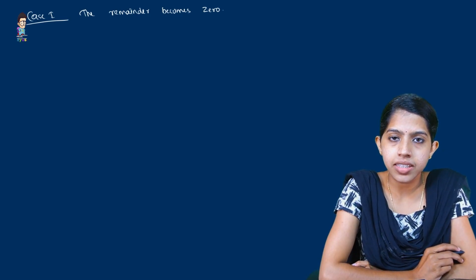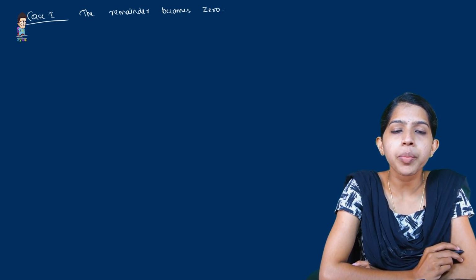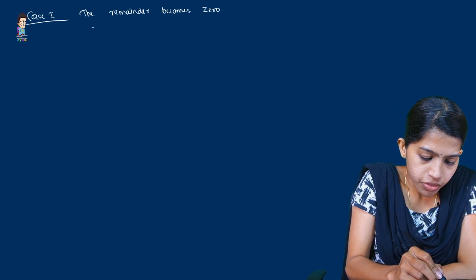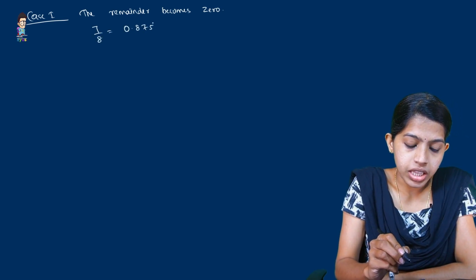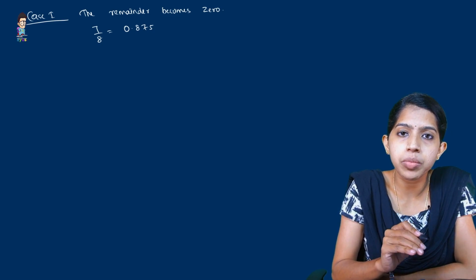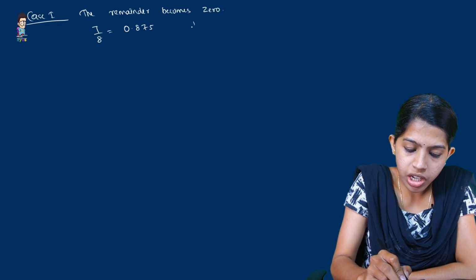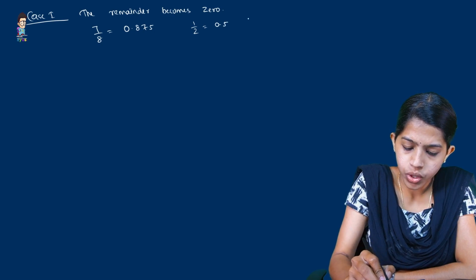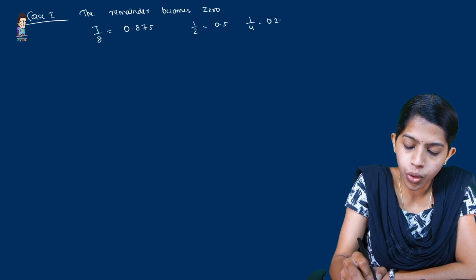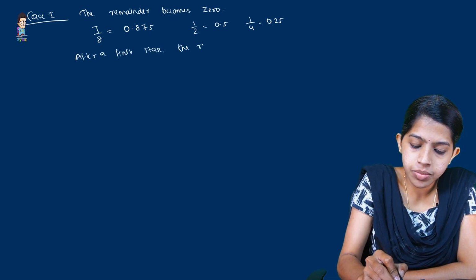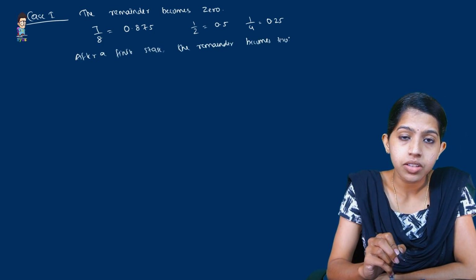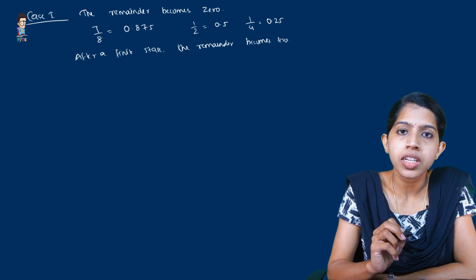Let us look at each case separately. Case 1, the remainder becomes 0. Consider the example 7 by 8 that we have discussed above. We have found 7 by 8 is equal to 0.875. That is, after a finite step, the remainder becomes 0. Similarly, we know that 1 by 2 is equal to 0.5 and 1 by 4 is equal to 0.25. After a finite stage, the remainder becomes 0. In this case, we will say that the decimal expansion terminates.